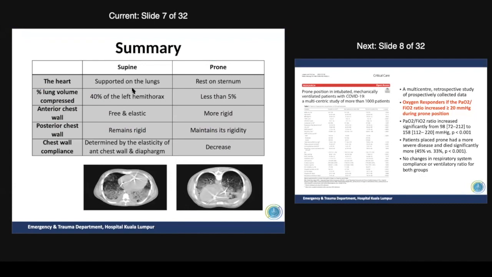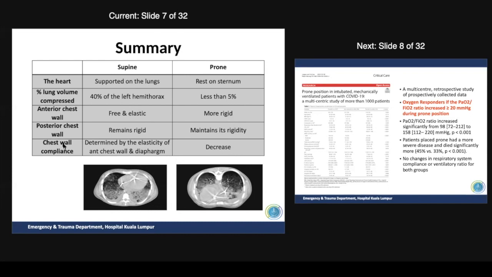Okay, this is the summary. Kalau this part is in the supine patient and this part in the prone patient, the heart is supported by lungs in supine. Therefore, 40% of the hemithorax is actually compressed. Compared to the prone, only 5% of the hemithorax is compressed because the heart rests on the sternum on the back. Okay, anterior chest wall, yes, in supine position is free and elastic. Tetapi what we want is actually the rigidity of the chest in prone position. So the homogeneous expansion of the alveoli is better.